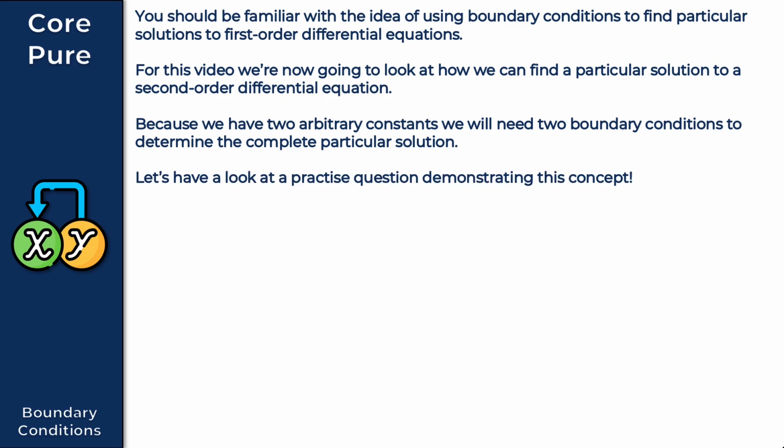So let's have a look at a practice question to help demonstrate this concept of boundary conditions. Let's begin with this one practice question here for boundary conditions. We'll start off with part A, which asks us to find the general solution to this given differential equation. To get us started with part A, the first thing that we need to find is the auxiliary equation. Let's write this down.